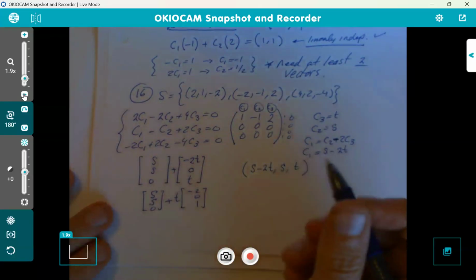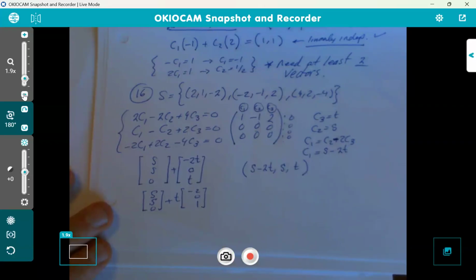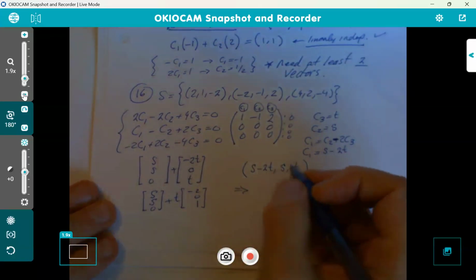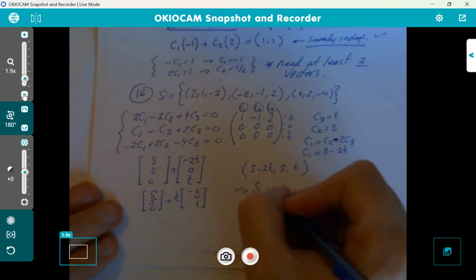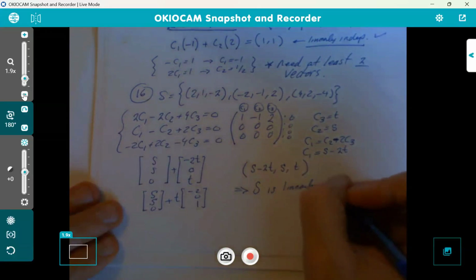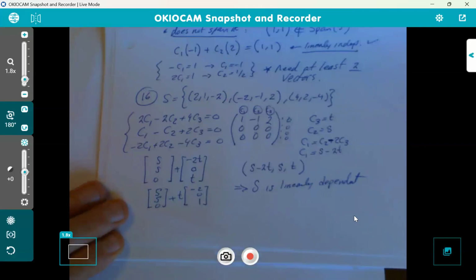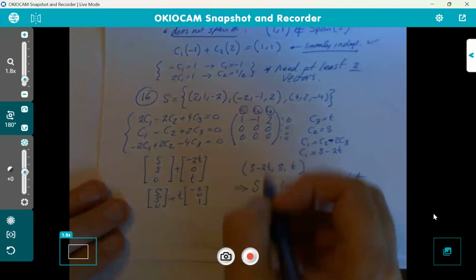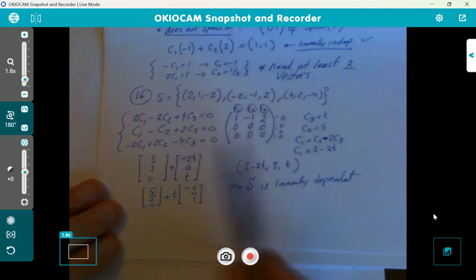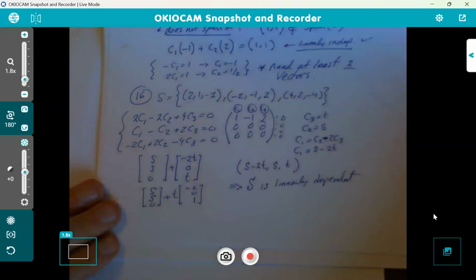This will give you, what do you call it? This is how this set could be written as a linear combination of the other vectors. Therefore, long story short, S is linearly dependent. Dependent on this one, right? Because the solution is not trivial. So this is going to be linearly dependent. And you can see there are many, many solutions to this one. It doesn't have only the trivial solution.